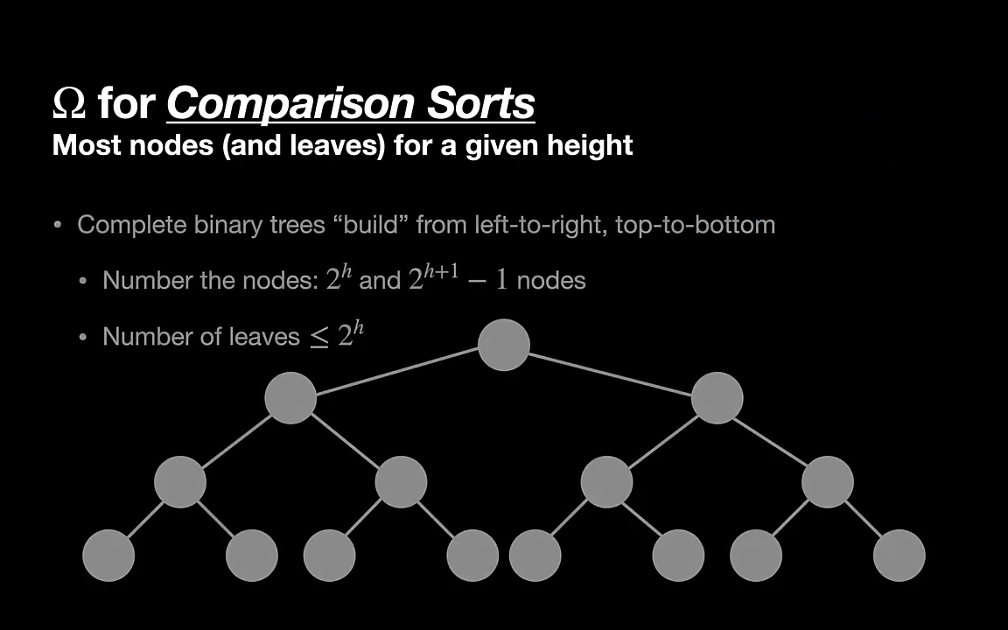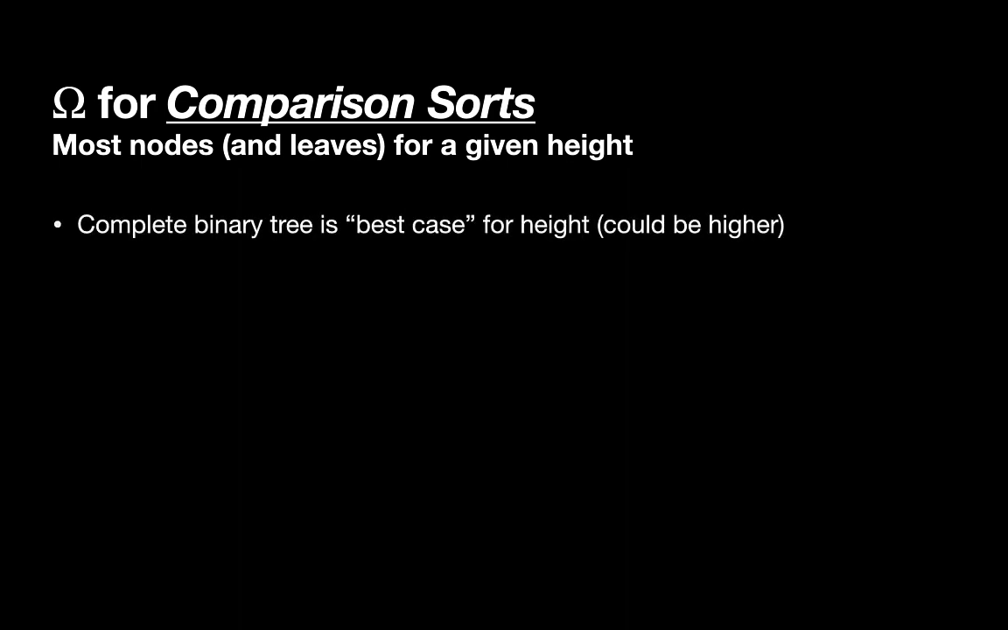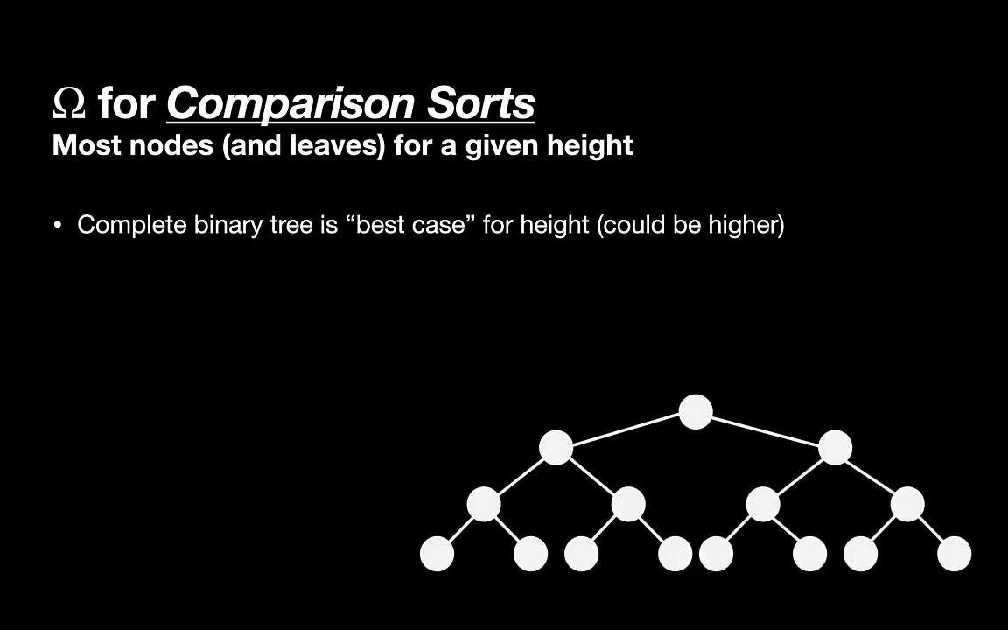Okay, so our overall tree. Let's start putting some of these different details together. A complete binary tree is the best case for a particular height. We might have a tree that's not as dense as a complete binary tree, and maybe there's some gaps where nodes are missing, and it has an actual higher height.